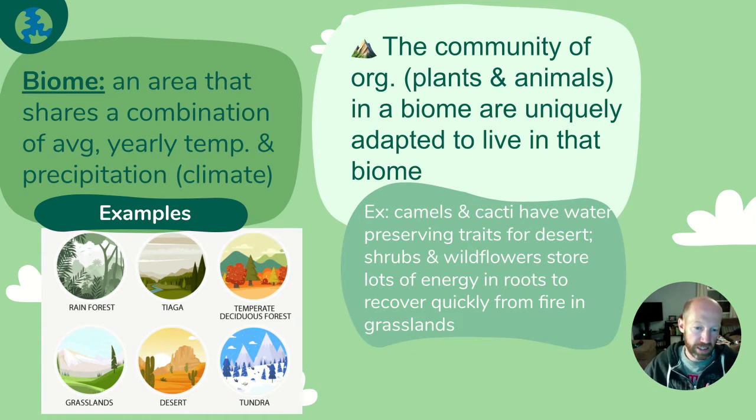So camels and cacti live in a desert. Shrubs and wildflowers live in a grassland. Based on the qualities that you see in these spots around the globe, the living things there are going to adapt really well to those particular qualities.